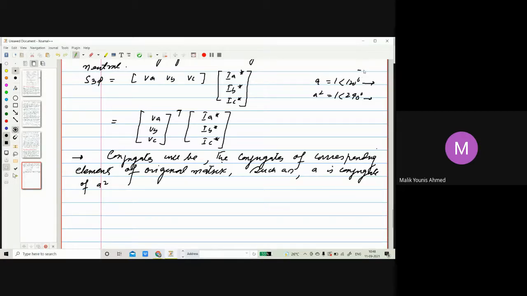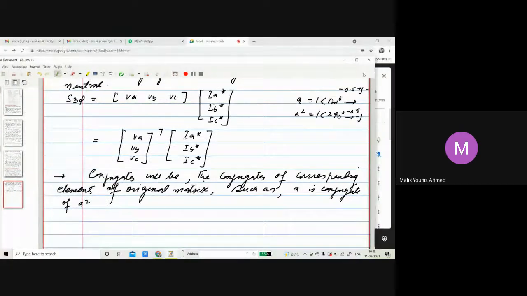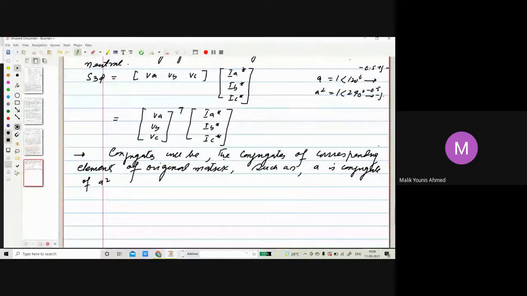rectangular form. It was minus point something plus j something here, and this was minus point something minus j something. So these are conjugates of each other. We have seen it. Please refer to your lecture number 1 or 2 of this topic. You can see A and A square are conjugates of each other, so A is the conjugate of A square in matrix.